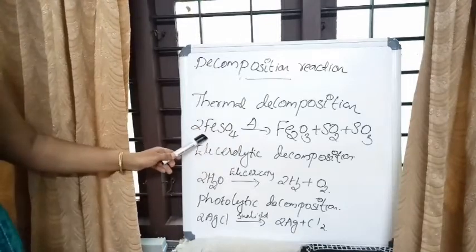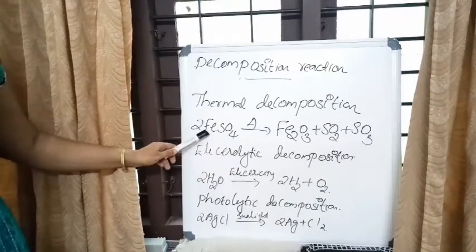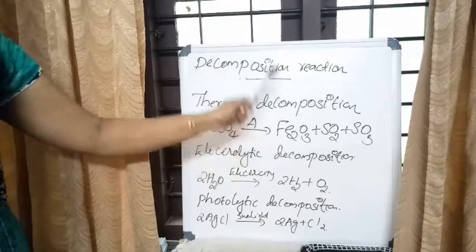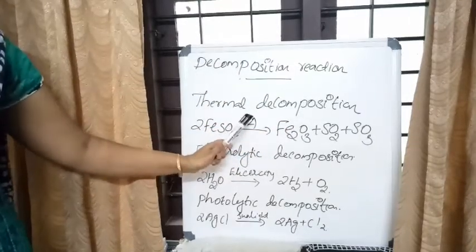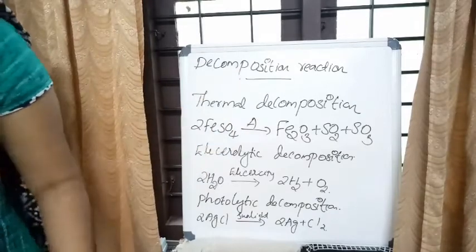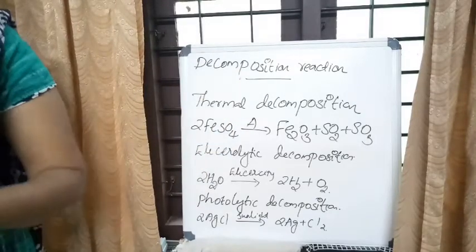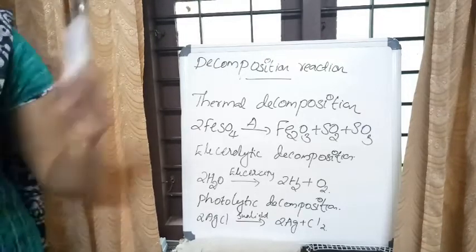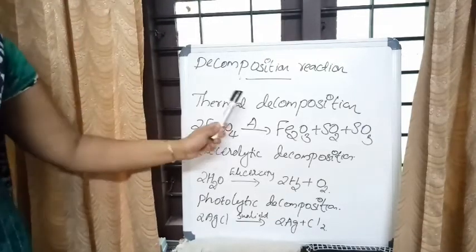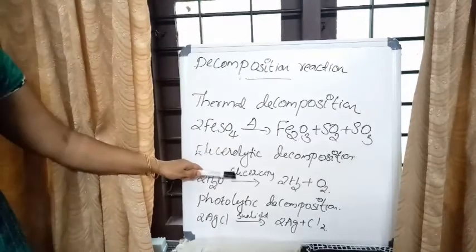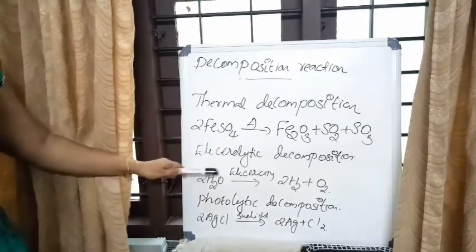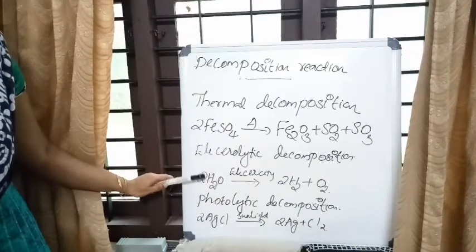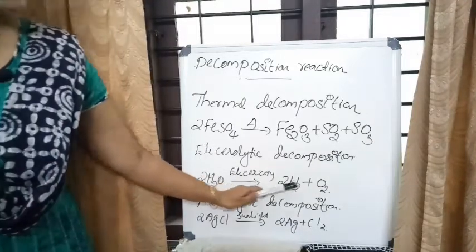So in this reaction, the decomposition of ferrous sulfate to ferric oxide and sulfur dioxide by the absorption of heat energy. So such reactions are thermal decomposition reactions. If the reactants absorb heat energy to break down to get simpler products, they are thermal decomposition reactions. Then if they absorb electricity, look at this example, 2H2O gives water. When we pass electricity to the water, it decomposes to form hydrogen and oxygen.